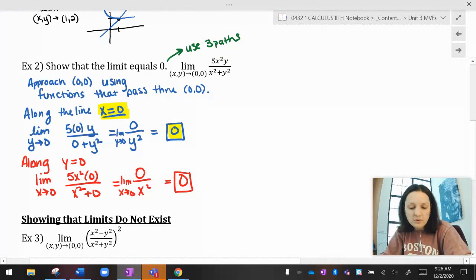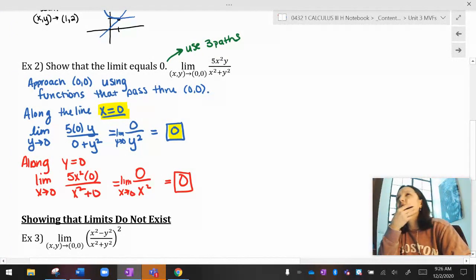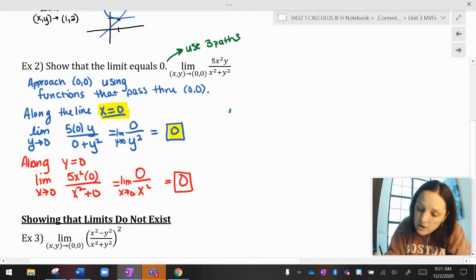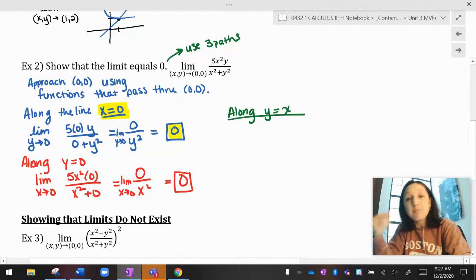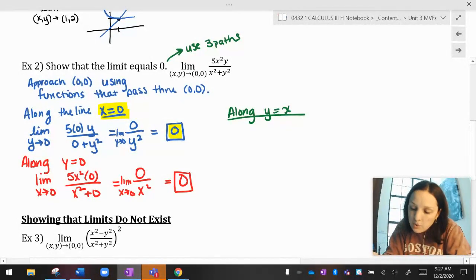So now let's go with something funky. Along the line x equals 0, along the line y equals 0. What's another line that goes through 0, 0? How about y equals x? So now let's go along the line y equals x, because that passes through the origin. If y equals x, I'm going to replace all the y's with x's. So now x is still approaching 0, but all the y's are going to turn into x's.